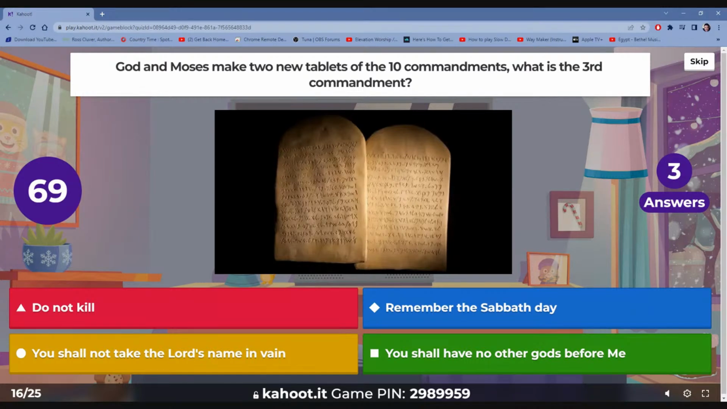Red, do not kill, as the 3rd commandment. Or remember the Sabbath day as the 3rd. Gold, you shall not take the Lord's name in vain. Or green, you shall have no other gods before me. The Sabbath day is the 4th commandment, so I'm answering that because I know it's incorrect. So blue is not correct. There's your hint.